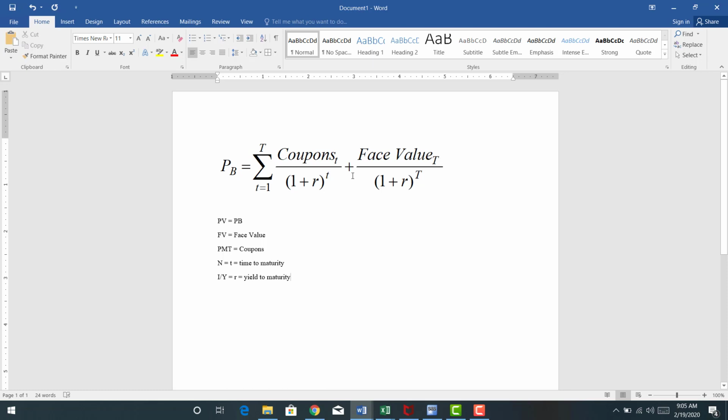A couple of things. In the videos we'll do and in our in-class discussion, when we price these bonds, we're going to assume that we're working from the firm's perspective. So when we talk about outflows and inflows, the outflows and the inflows are from the firm's perspective.